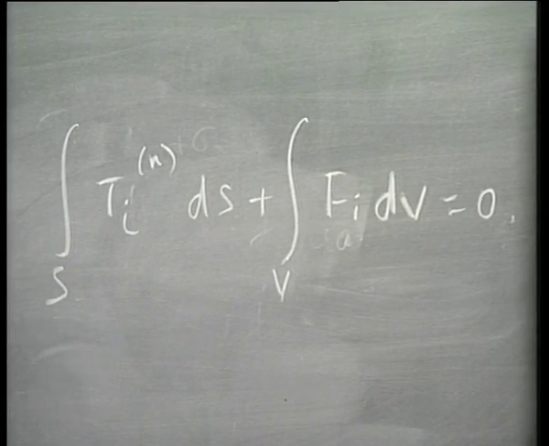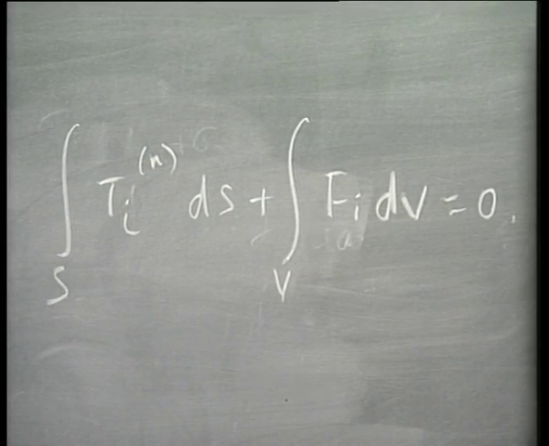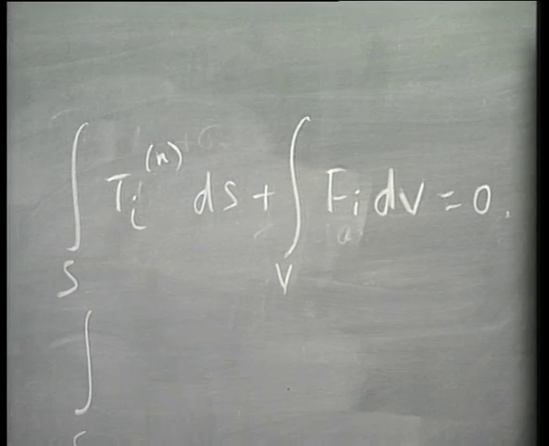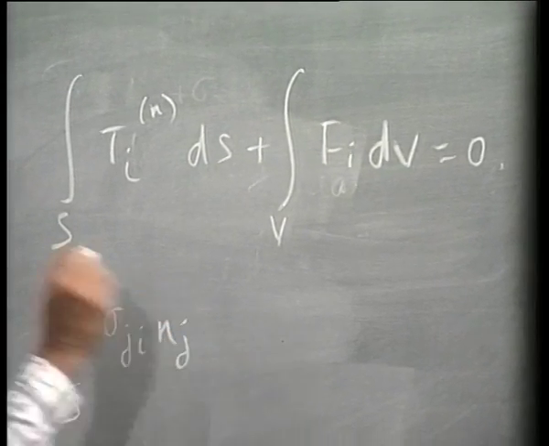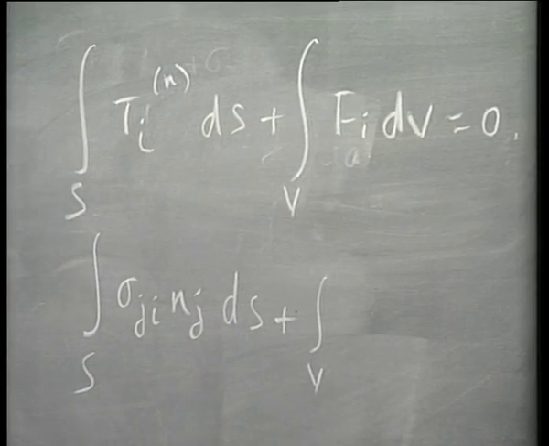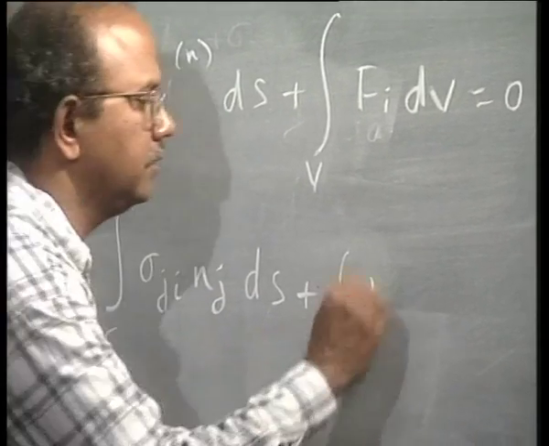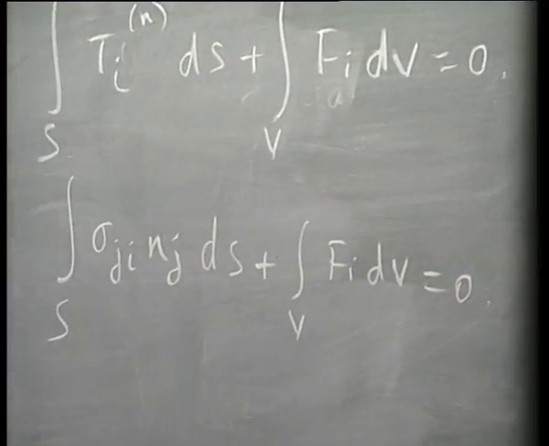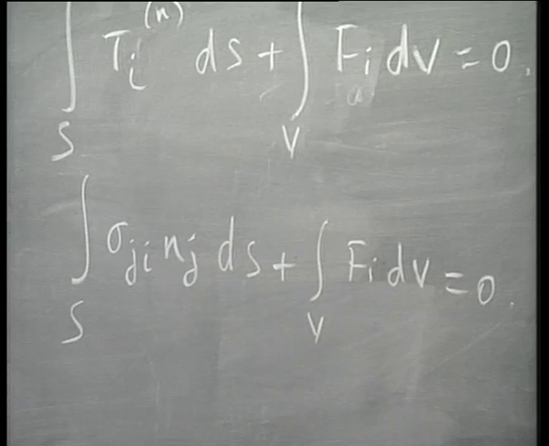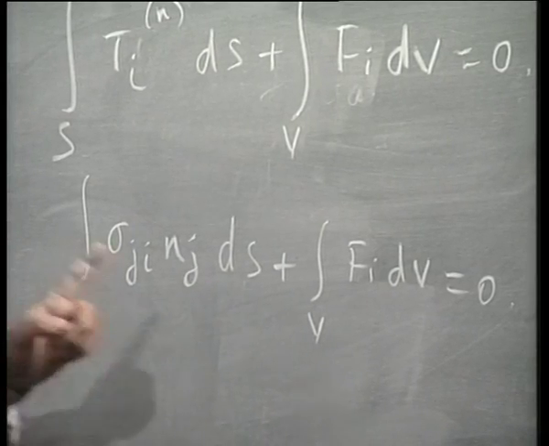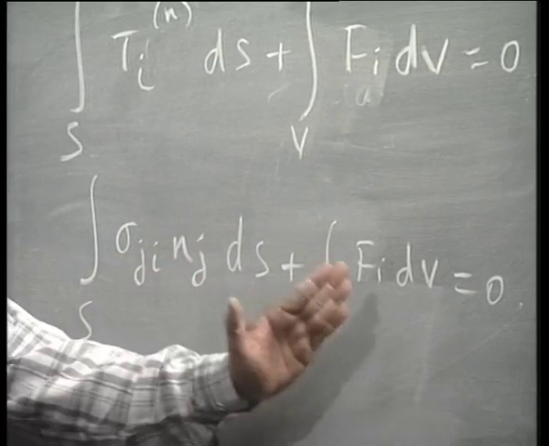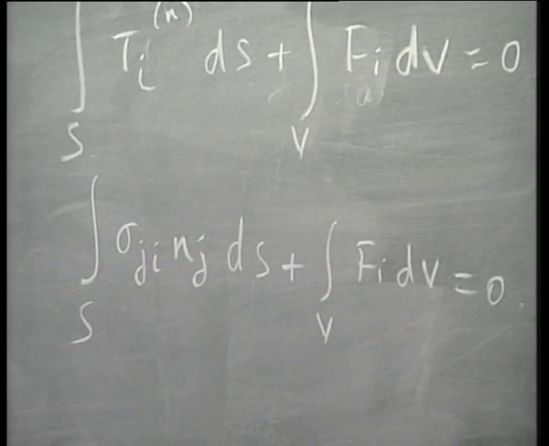What is T_i^n? Sigma ji nj. So, I can write this as integral S of sigma ji nj ds plus integral V of fi dv is equal to 0. Is that clear? At this stage, I see that one is a surface integral and the other is a volume integral. Now, I want to convert the surface integral into a volume integral. How do I do that?